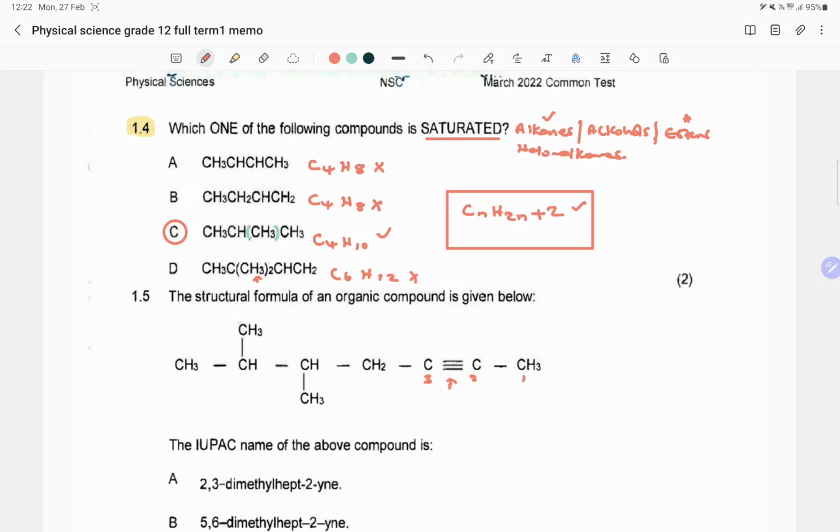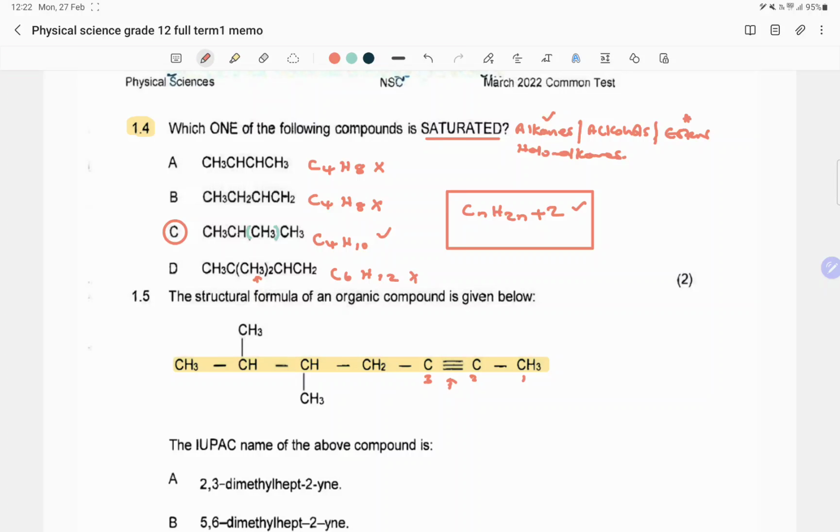So let's check the longest chain. It's 1, 2, 3, 4, 5, 6, 7. So if we're choosing that bent one, it's 7 carbons. Let's look at the straight one: 1, 2, 3, 4, 5, 6, 7. It's also 7. Let's look at this one: 1, 2, 3, 4, 5, 6. So basically the longest chain is 7 carbons. And usually, if the straight chain works for the longest chain, keep it to that. Why should you suffer?